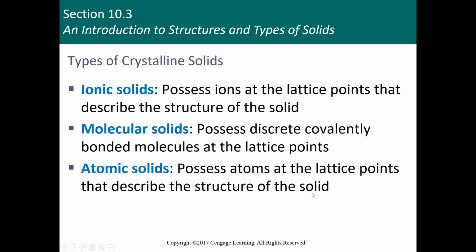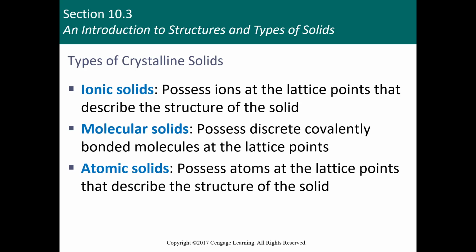Okay. So what are the types of crystalline solids? Well, of course, we have ionic solids, and these are going to possess the ions at your lattice points that will describe the structure of the solid. And so, yes, you will have salts, essentially, ionic solids, right? This is things like sodium chloride. They are crystals. You probably realized that whenever you looked at table salt, it looks like a crystal, doesn't it? So yes, it is a crystal.